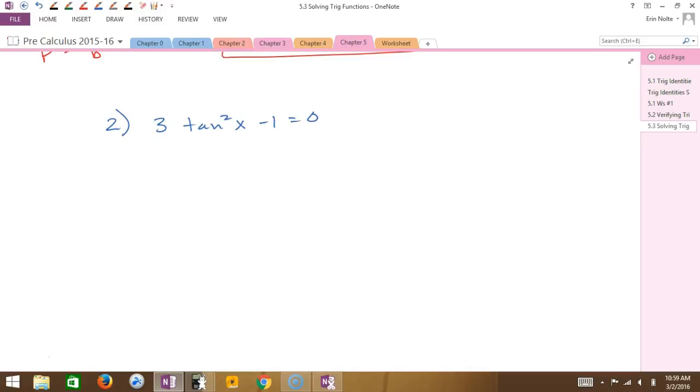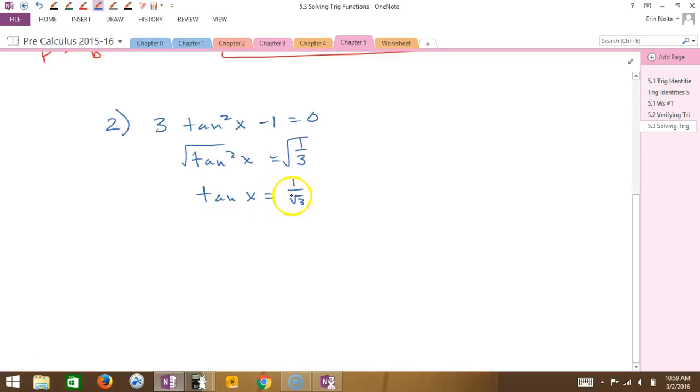Okay, so add 1, divide by 3. Can I do those steps really fast? Is it okay? Good. So I have tangent squared is 1/3, and then I have a squared, so I have to square root it. Okay, so we get tangent is equal to, if we square root 1/3, that would be 1 over the square root of 3, which I'm going to leave, because remember, this isn't my answer.